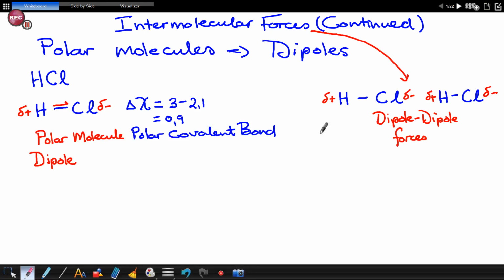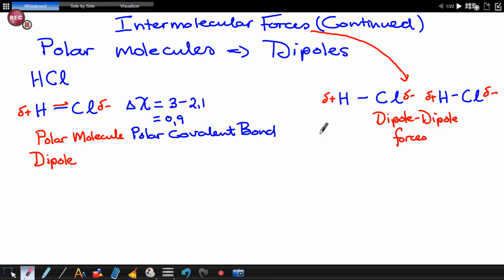Hydrogen chloride is a gas at room temperature. What you know as stomach acid is a solution of hydrogen chloride. Okay? So your intermolecular forces of attraction would be dipole-dipole. Okay.